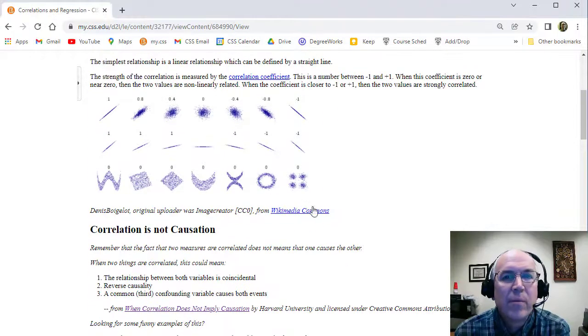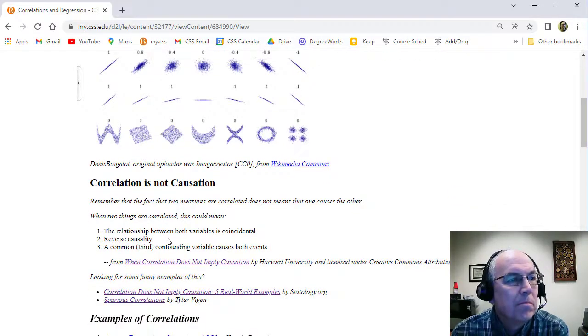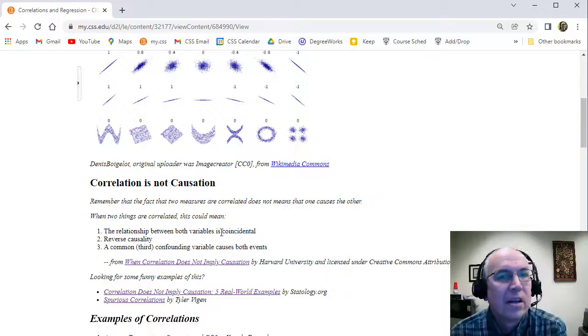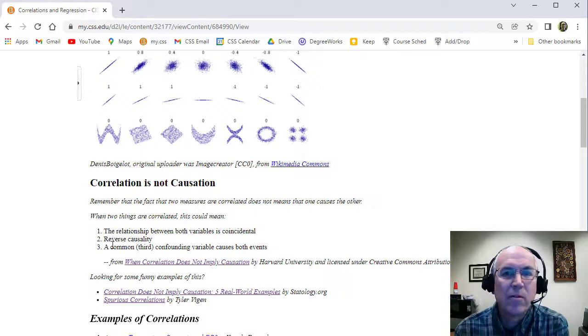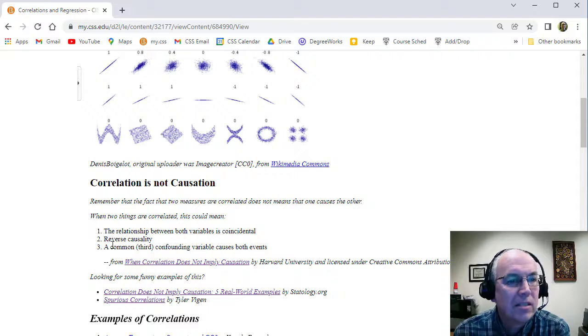So one thing to remember, and we repeat this in all statistical courses, is that correlation is not causation. Just because two things are correlated doesn't mean that one causes the other or vice versa. Some other possibilities are that the relationship between the variables is just a coincidence. We'll look at some of those in just a sec. There can be reverse causality. Sometimes we think one thing causes the other, when in reality it's the other way around: the second item causes the first, or is somehow related.